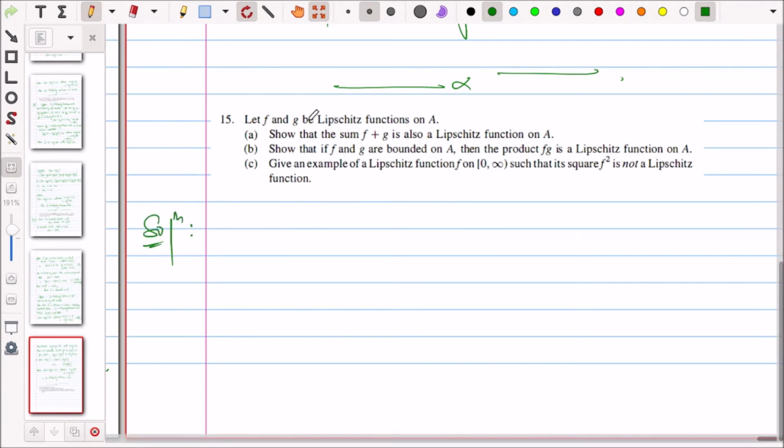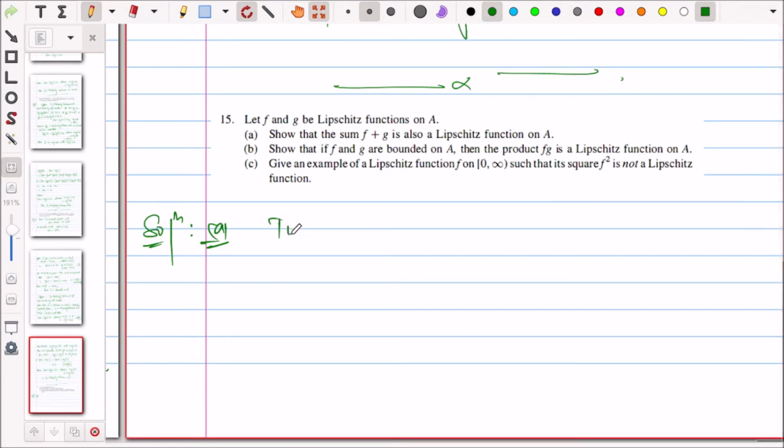So in question number 15, we are given two Lipschitz functions. We have to show that the sum of two Lipschitz functions is a Lipschitz function. And in the second part, we are given that f and g are bounded on A. We have to show that the product is a Lipschitz function on A. And third, we have to give an example of a Lipschitz function on 0 to infinity whose square function is not a Lipschitz function. So let us start with part A.